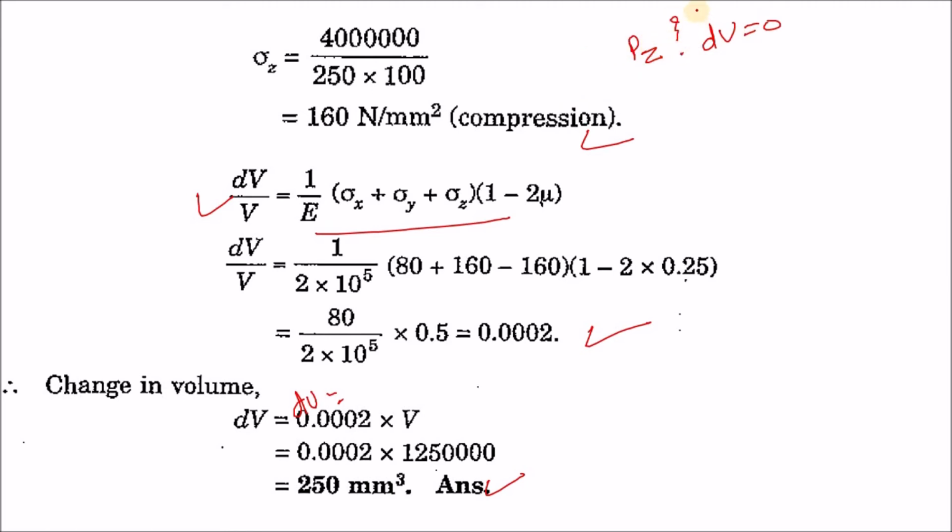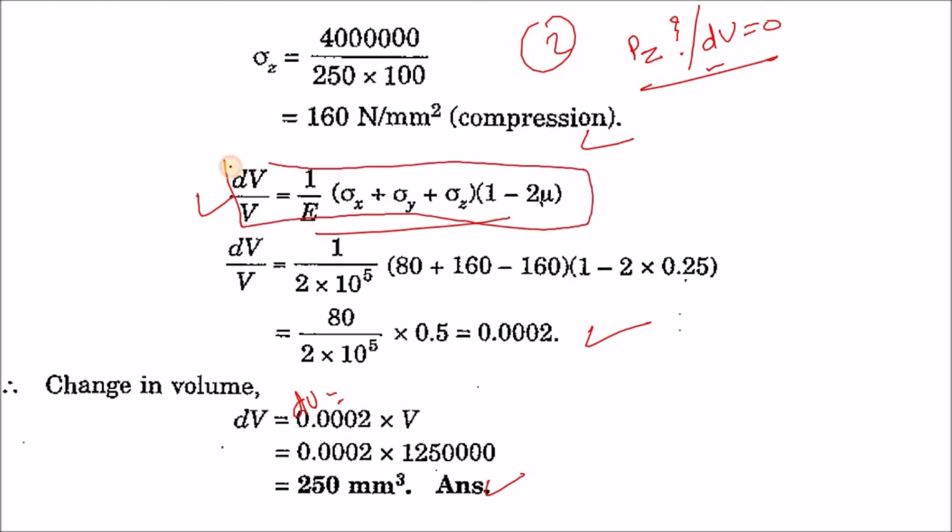The second part is asking what will be the value of load in z direction due to which dV will be equal to 0. What will be the value of load due to which dV will be 0. For that we can use this formula. Here simply put dV equal to 0. Sigma x and sigma y are already calculated, sigma z is unknown, so keep sigma z.